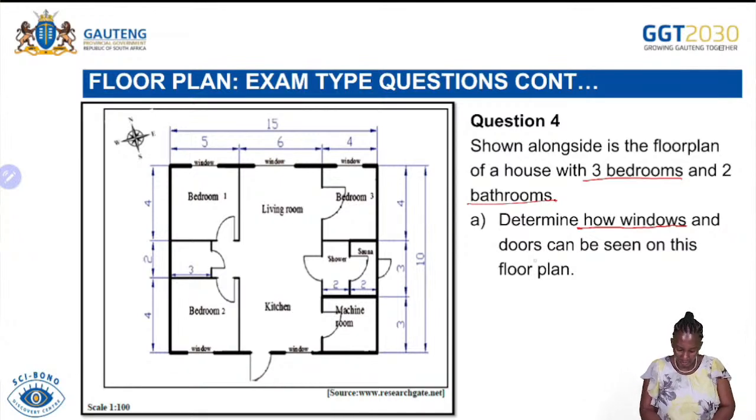Now, how can they be seen? They can be seen on what? On the elevation plan, because they can be seen from the right and from the left.